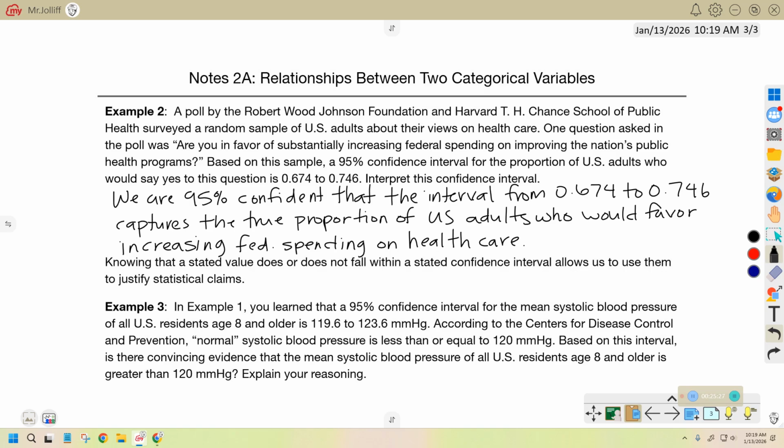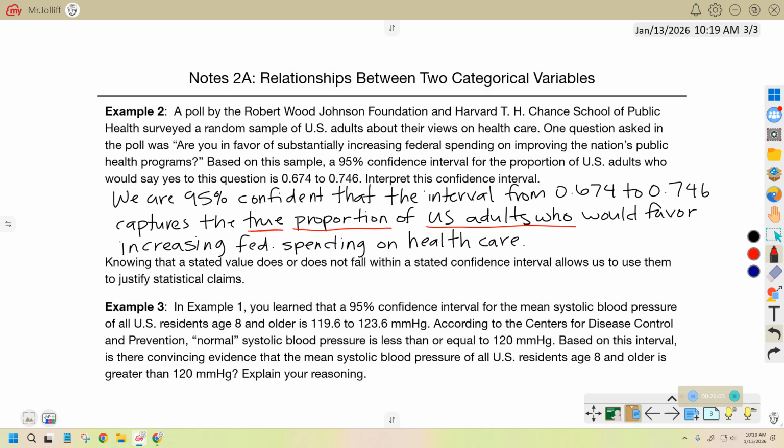So the important pieces that the AP board is going to be looking for: either the word true or population, indicate that it's for the whole US, indicate that it's a proportion, and then indicate what it is a proportion or percentage of. So US adults who, and then you could have phrased after the who a lot of ways. Who said yes to the question, right? Because that's what they said down here. That would have been fine. Who said yes to increasing healthcare spending? Who said yes to blah, blah, blah, right?